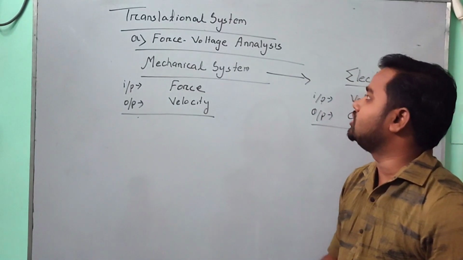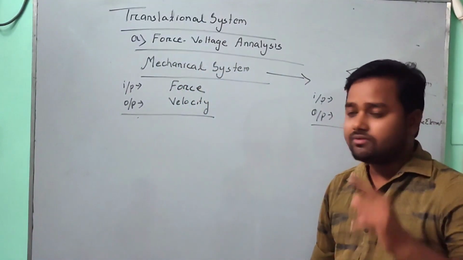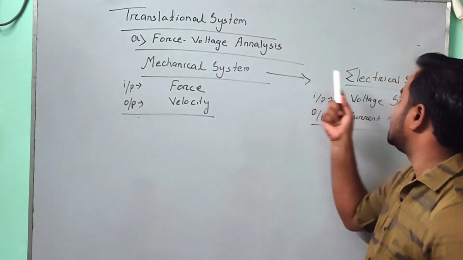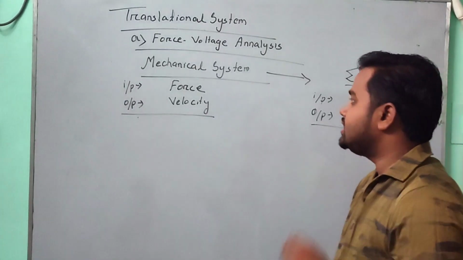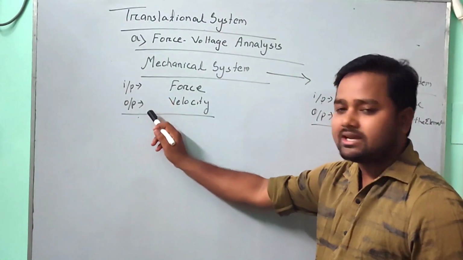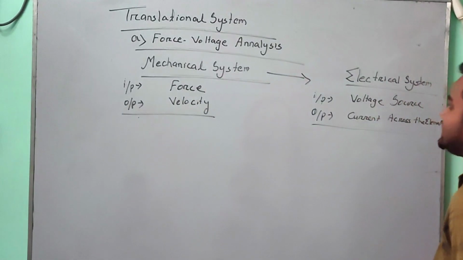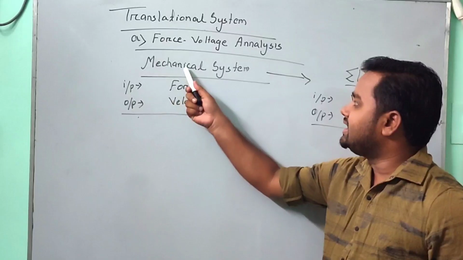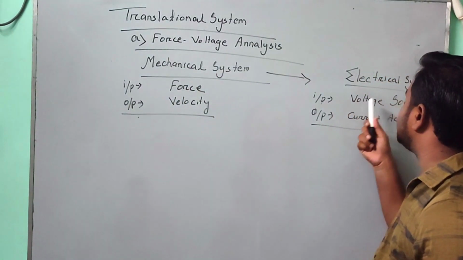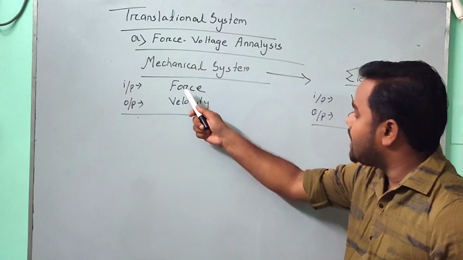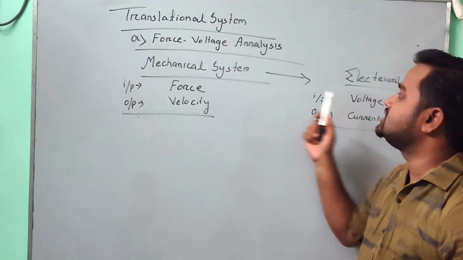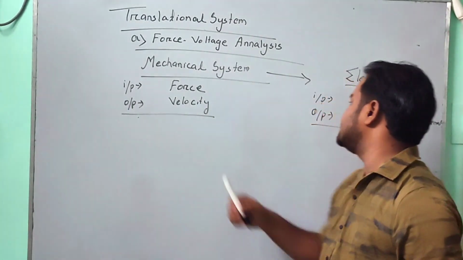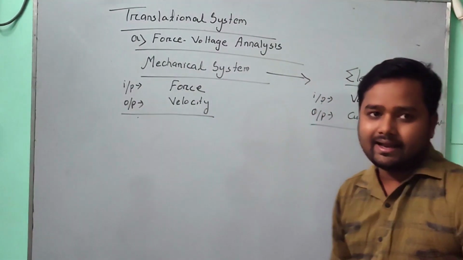First we will study the force voltage analysis, which is the first model of the translational system. Here the mechanical system is converted to electrical system. In the mechanical system one input and an output are present, and also in the electrical system input and output are present. The input of the mechanical system is force and the input of the electrical system is voltage source. So the conversion from force to voltage source is known as force voltage analysis. In the mechanical system the output is velocity; in the electrical system the output is current across.